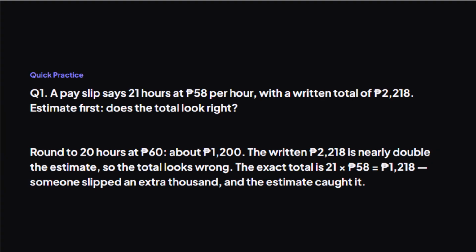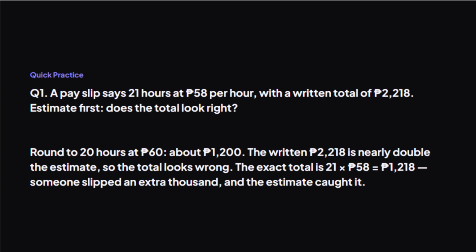Okay, let's check. Round to 20 hours at 60 pesos, so about 1,200. The written 2,218 is nearly double the estimate, so the total looks wrong. The exact total is 21 times 58 pesos, which is equal to 1,218 pesos. Someone slipped in an extra 1,000 and the estimate caught it.